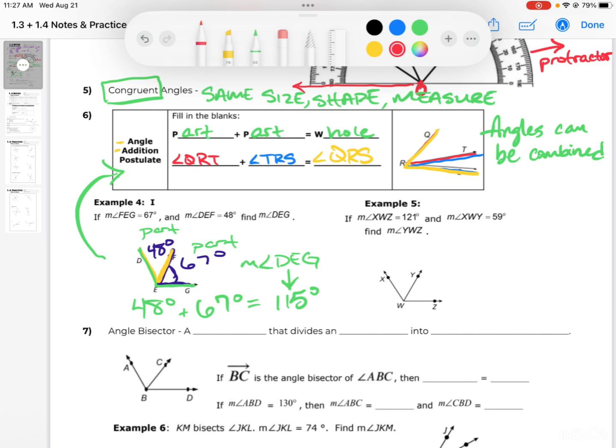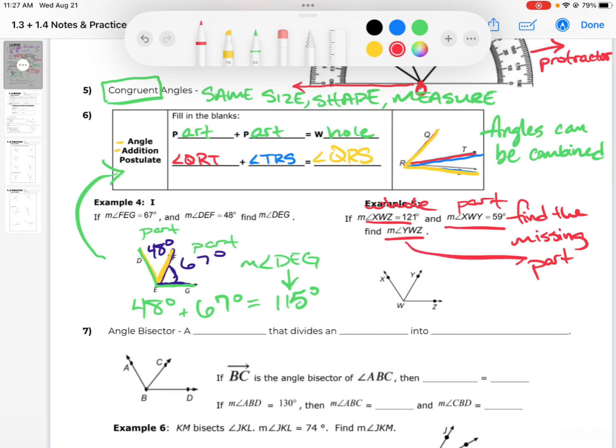I'll let you try example number 5 on your own. It's a little bit different. It gives you one of the parts and it tells you what the whole thing is. So you've got to find the missing part. In this case, it would be angle YWZ.